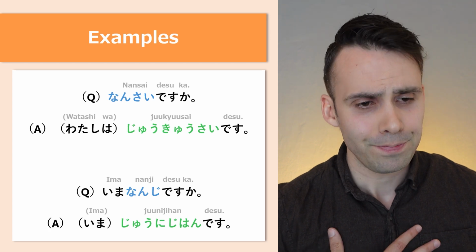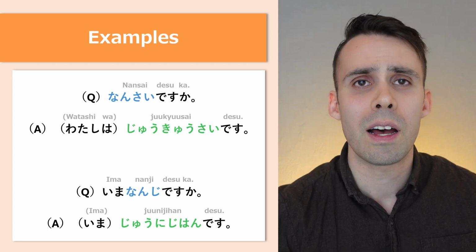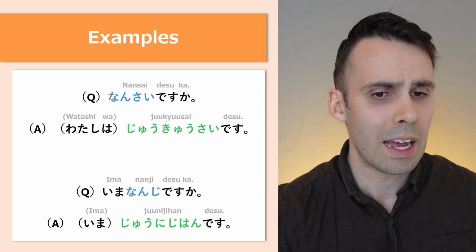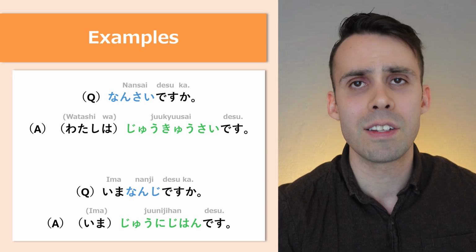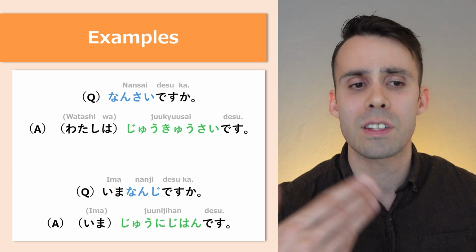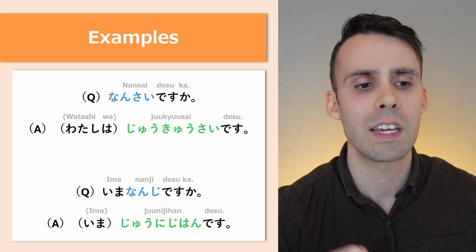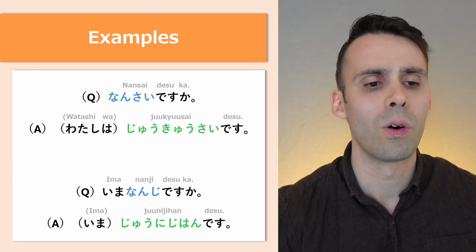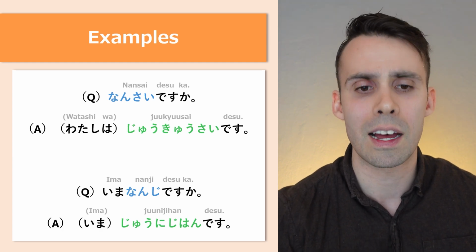And then we have another question, ima nanji desu ka? So what time is it now? And we can say, ima 12 ji han desu. So it's 12:30. And just like with watashi, we can skip ima, which means now. So ima 12 ji han desu, or just simply 12 ji han desu.